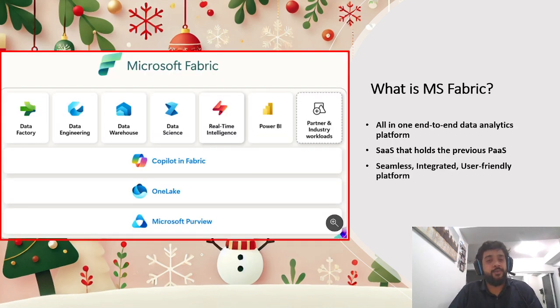Okay, so what is Microsoft Fabric? I'm pretty sure that a lot of data professionals have heard of Azure Synapse, Azure Data Factory, and Data Lake Storage, and the corresponding AWS versions as well. But Microsoft Fabric is an all-in-one, end-to-end data analytics platform that has all of these aspects in it: data engineering, data warehouse, data science. It's a software as a service that now holds all of the platform as a service offerings together. It's like a unified platform.